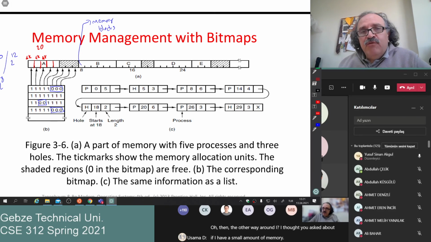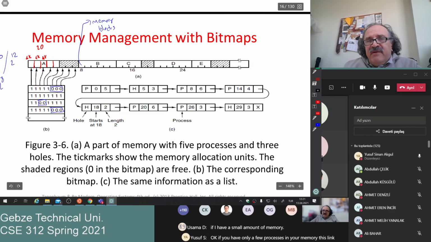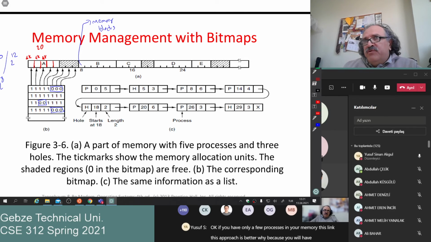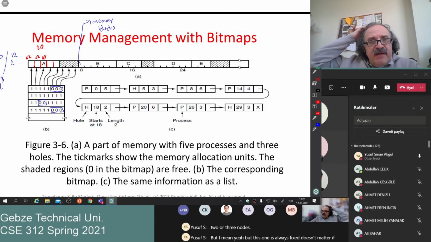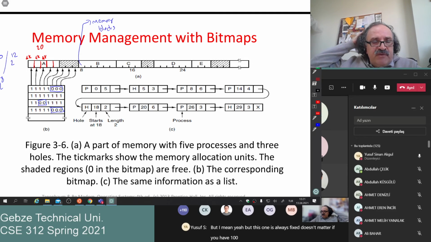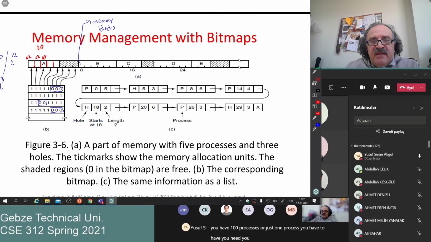Okay, if you have only a few processes in your memory, this linked list approach is better. Why? Because you will have only 2 or 3 nodes. But this one is always fixed. Doesn't matter if you have 100 processes or just one process, you need to keep that table. Okay.